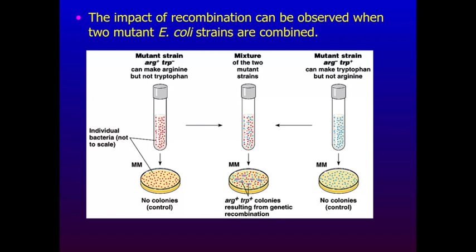However, if I put the two together, they're different. They can be the same species. They do not undergo sexual reproduction. But when I plate these two together, all of a sudden I start to see colonies on there that are able to grow.